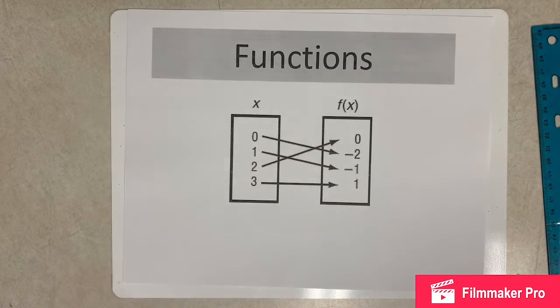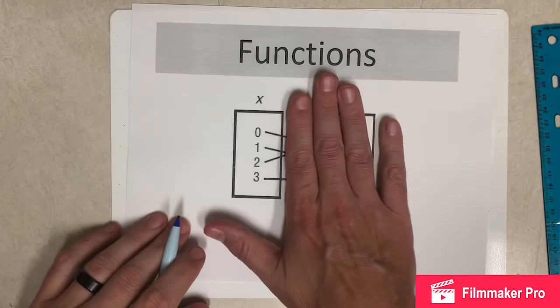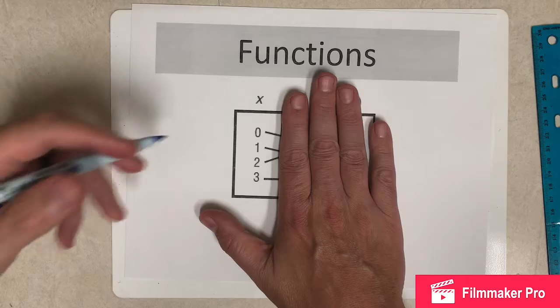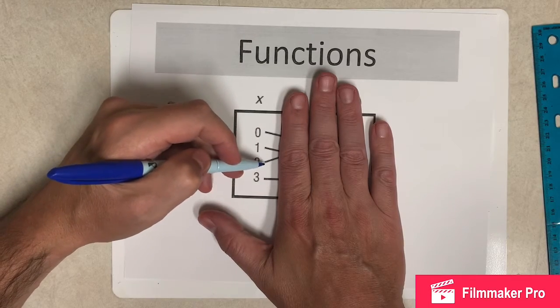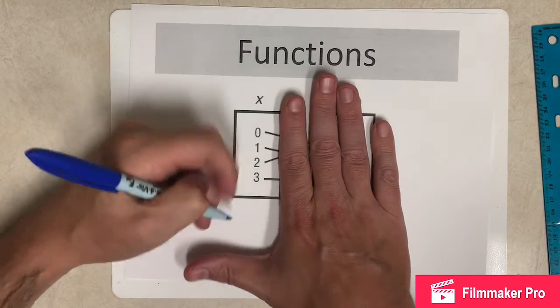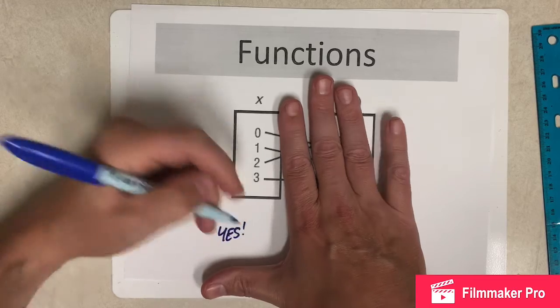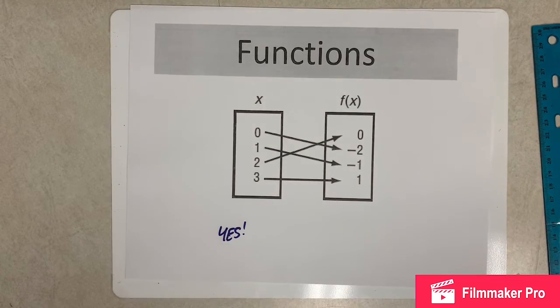Okay, what about this one? Do we have one arrow coming out of each of the x values? So if I go ahead and cover those up, I got 1, 1, 1, and 1. So that would be a yes. That would be a function for that.